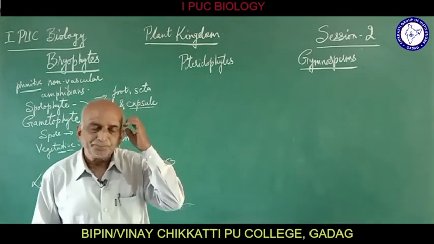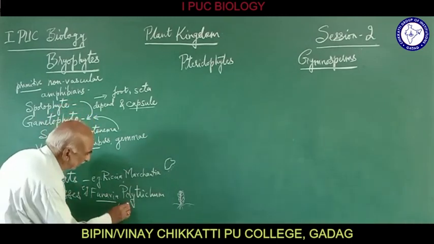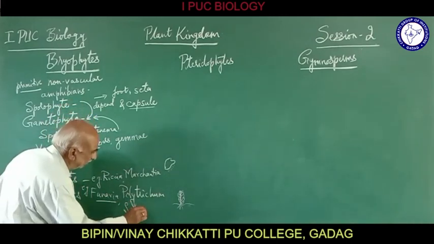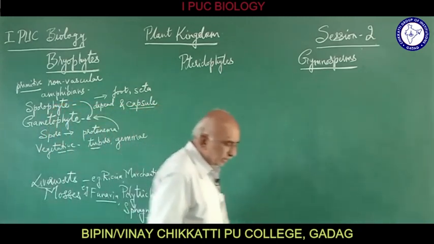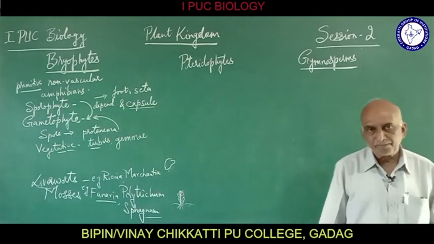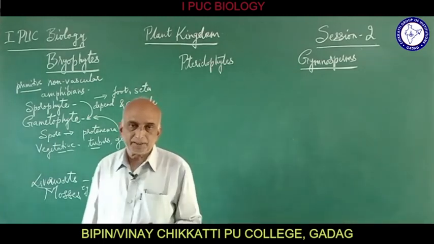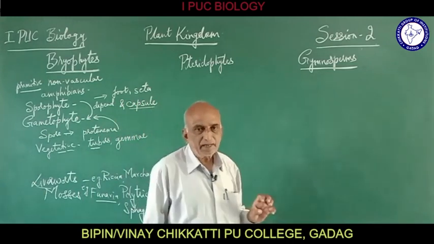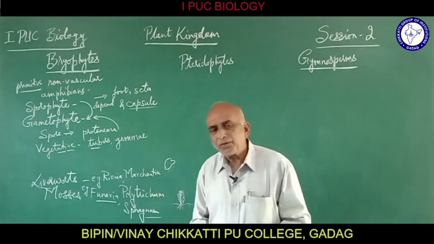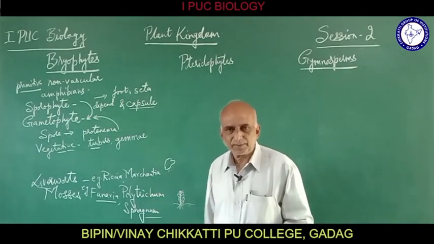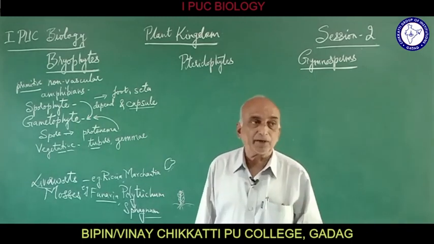So mosses also include another example called Sphagnum, which is also an important bryophyte. Important in the sense that it is economically important. It is used as an antiseptic material. So that means for treatment it is used, and then it is used as a substitute for cotton.